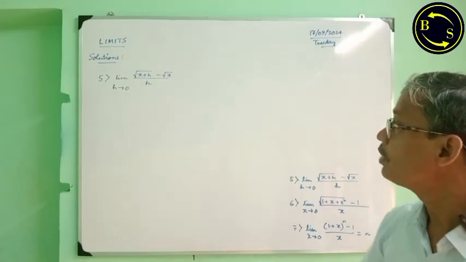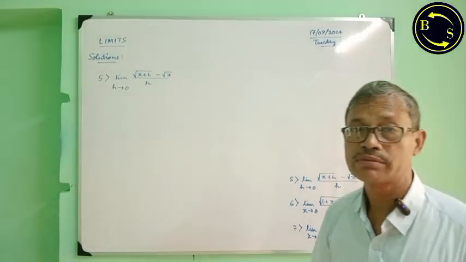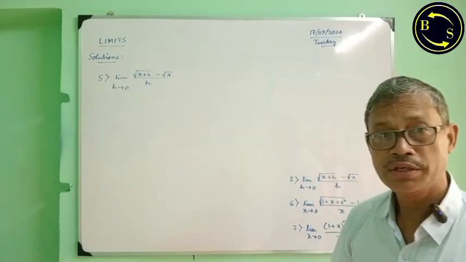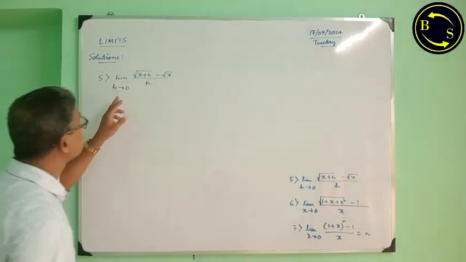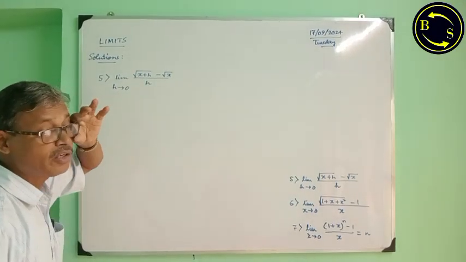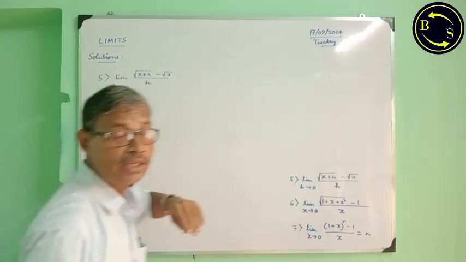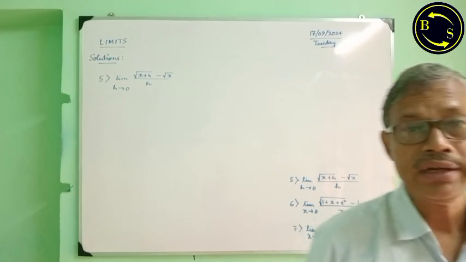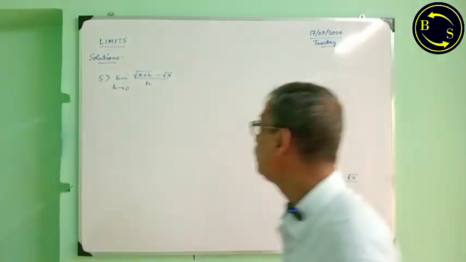Next I move to sum number 5. Limit h tends to 0, numerator is root over x plus h minus root x, divided by the denominator h. Now the first step is we put the value h equal to 0 in both numerator and denominator. We find both vanish, and also we find that the numerator is in irrational form. That means we have to rationalize the numerator.